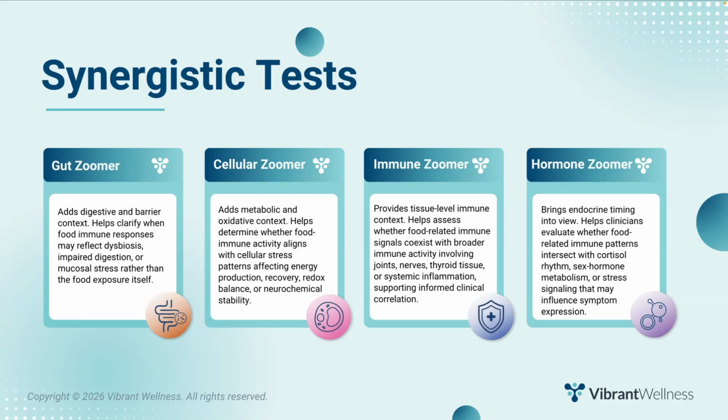Also, the immune zoomer, which provides tissue-level immune context and helps assess whether food-related immune signals coexist with broader immune activity involving joints, nerves, thyroid tissue, or systemic inflammation, supporting informed clinical correlation. And finally, the hormone zoomer, which brings endocrine timing into view, helps clinicians evaluate whether food-related immune patterns intersect with cortisol rhythm, sex hormone metabolism, or stress signaling that may influence symptom expression.